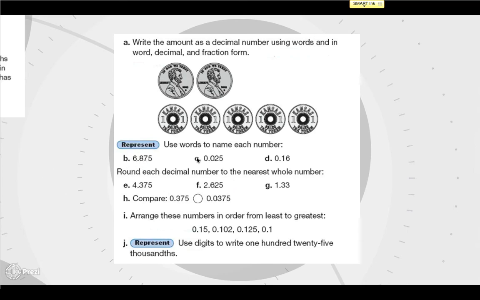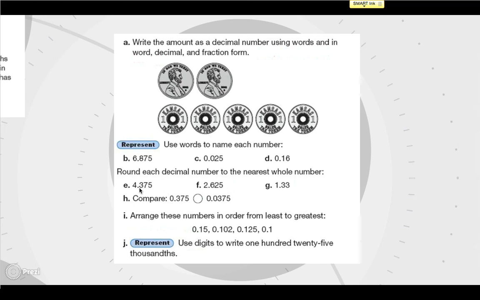When we write these as words, your decimal is the word and. So 6 and, what I'm going to give you, 875 thousandths. Remember, the first decimal place is tenths, the second decimal place is hundredths, and the third decimal place is thousandths. The fourth decimal place would be ten thousandths. I think you should be able to do the rest.